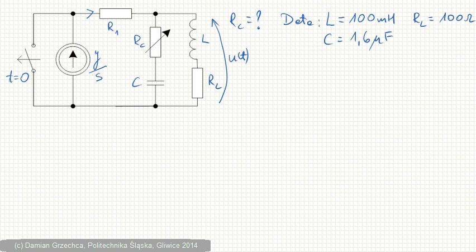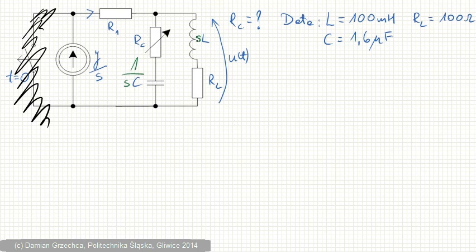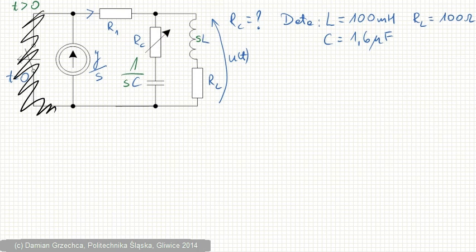Now we can remove the left-hand side because we are in the S-domain, and on the right-hand side we have to create impedances. For the capacitor it is 1 over SC, and the impedance for the coil is SL. In the S-domain, the circuit is valid for time t greater than 0. We have to replace all elements, as I mentioned before.